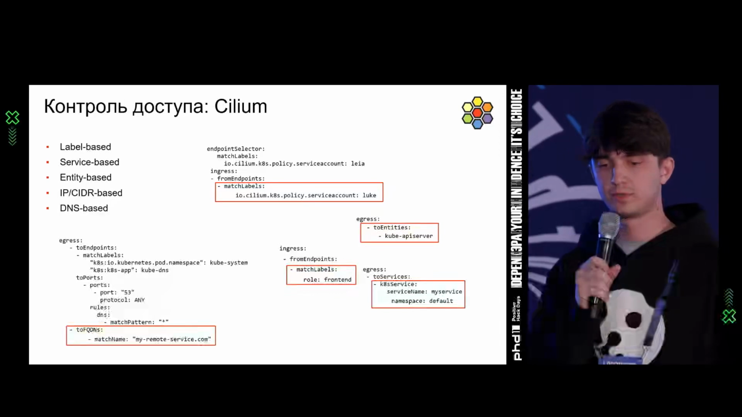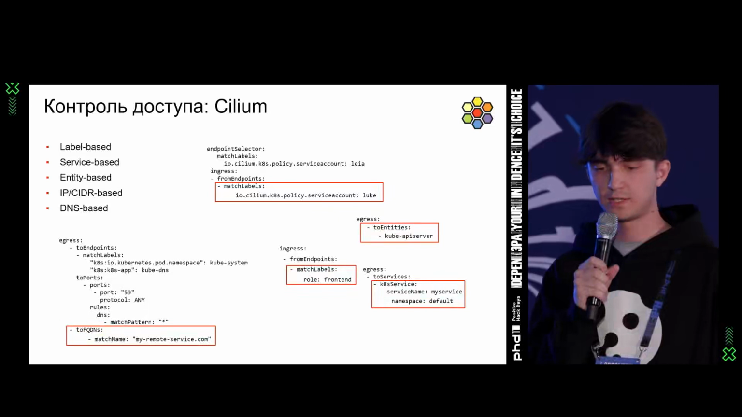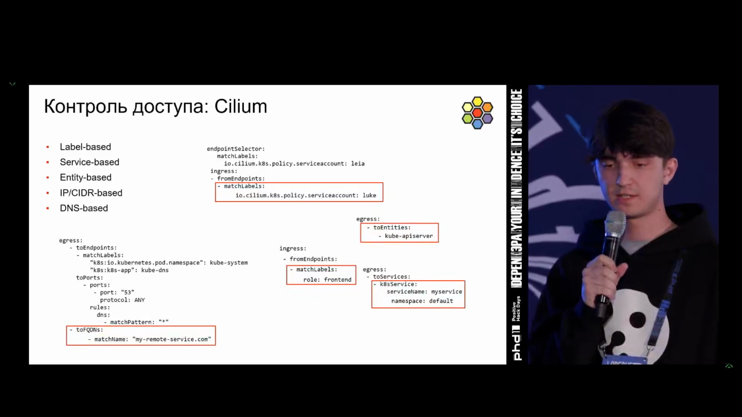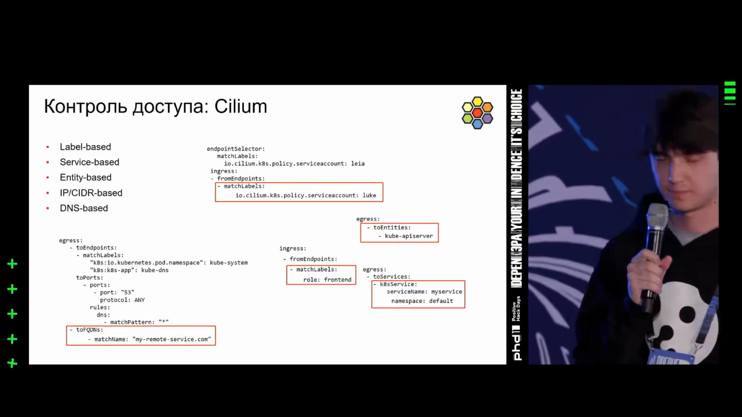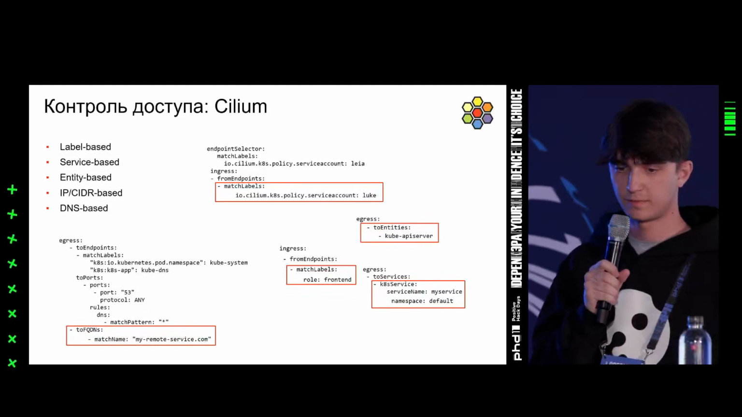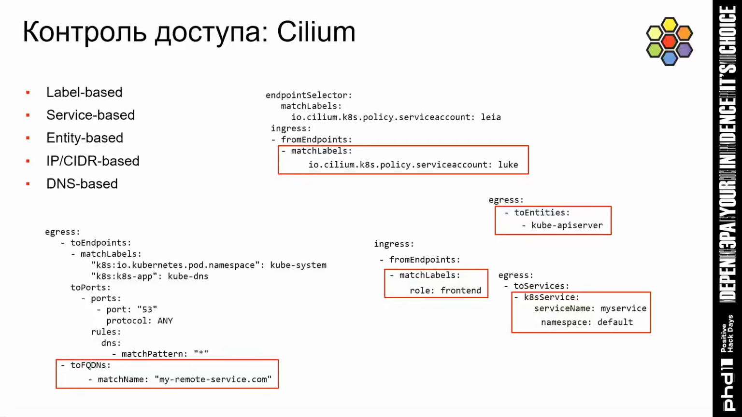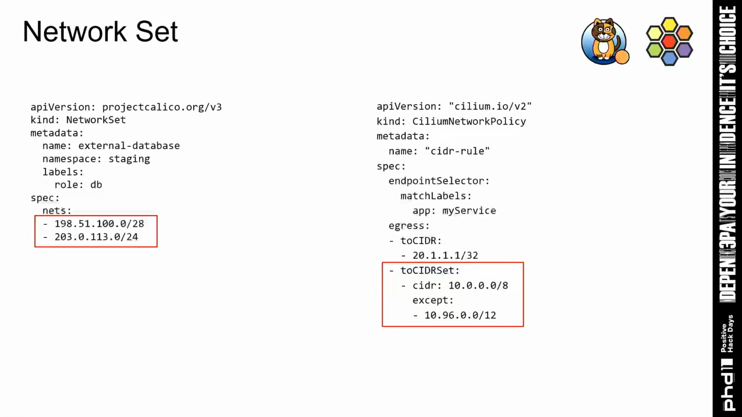Another peculiar feature of Cilium is that you can have DNS policies, which are non-existent in the native network realization. If you have several DNS names, you can just point to a particular DNS name and tune the policy the way we want it.